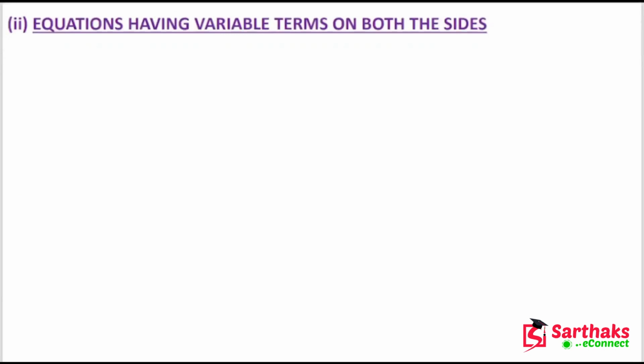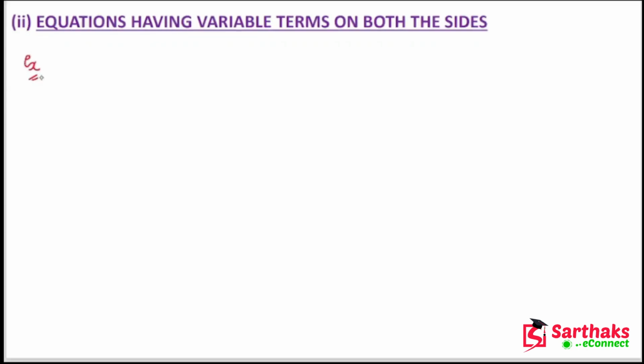Now in this method, what we do is we firstly try to make the variable terms on one side of the equalities, and then we can apply the above method. So how does this kind of equations look like? Let me show you this with the help of an example.